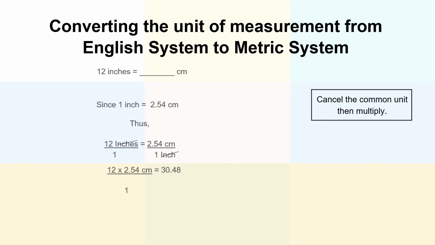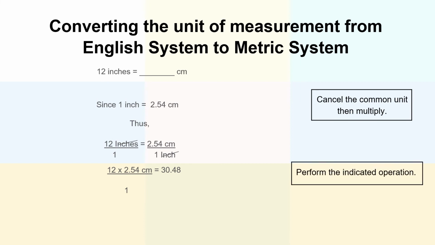Thus, 12 times 2.54 centimeters over 1. So 12 times 2.54 centimeters is equal to 30.48. So 12 inches is equal to 30.48 centimeters.